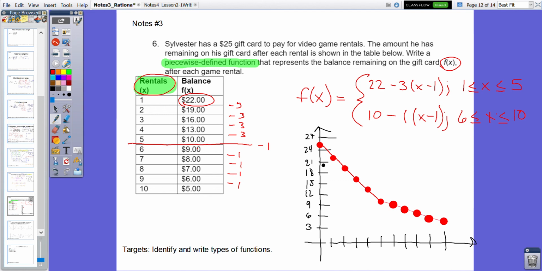Okay, so that's how we can tell if we have a piecewise function. Usually there's a change. If it's a linear function, there's a change in the slope somewhere, or it just seems like something's off. Okay, so this is all we have to do for piecewise functions when it comes to graphing them as well as defining them.